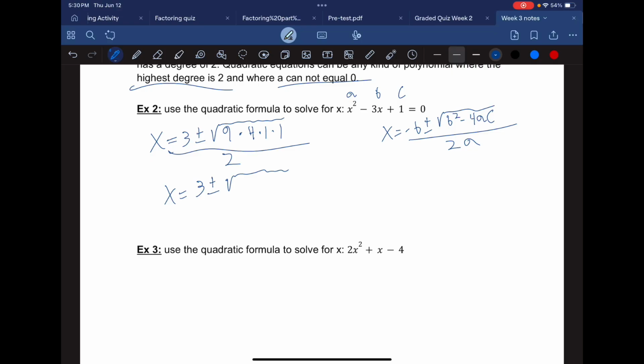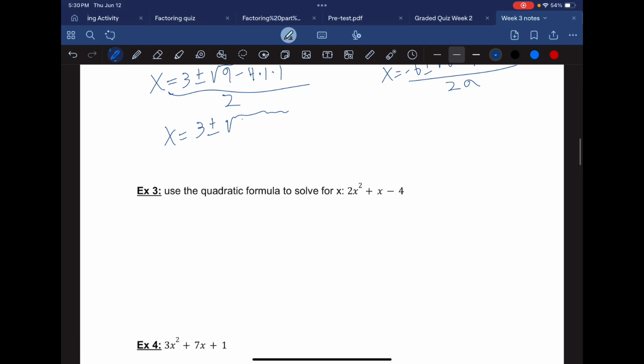36, I want to say. Oh, wait, no, that's why that felt wrong. That was too big. 9 minus 4. Okay, there we go. Then we just get the square root of 5 over 2. And then that's as simple as it gets.